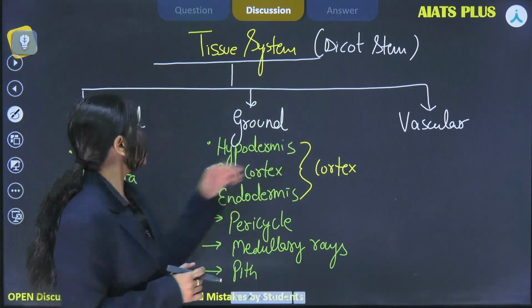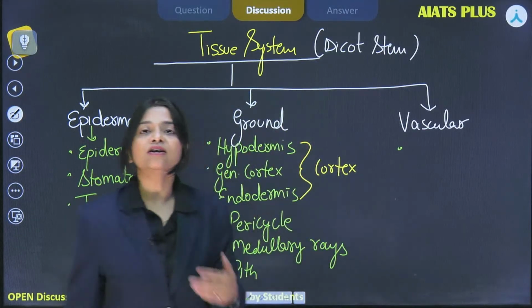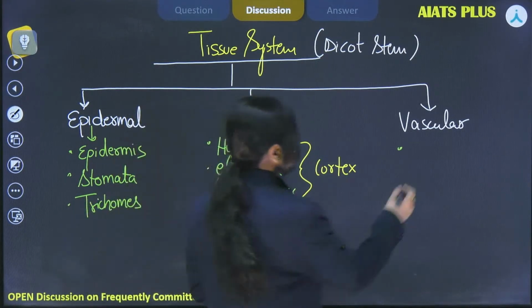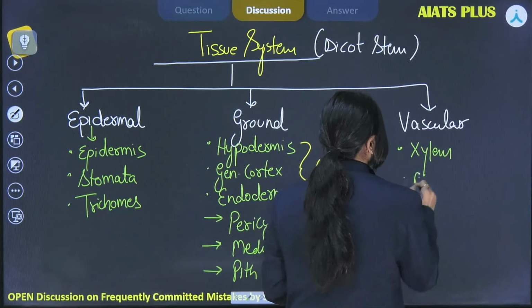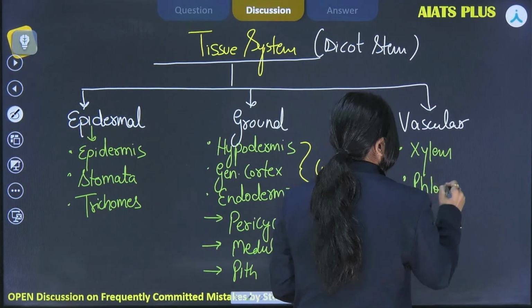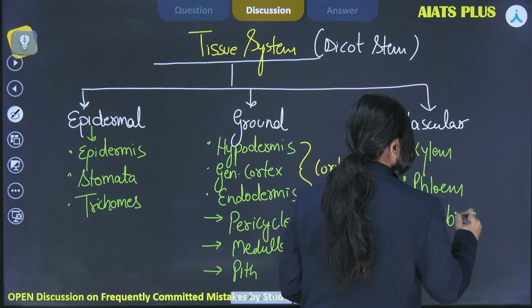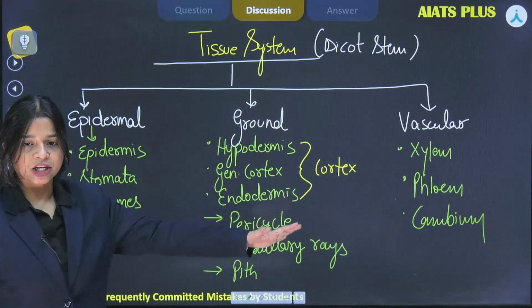Last one is the vascular tissue system, and in the vascular tissue system, obviously there will be the presence of vascular bundles, that will be xylem, phloem, and the last one, that is cambium, that will help in secondary growth. So this is the distinction.